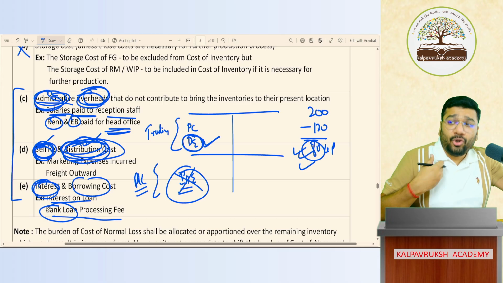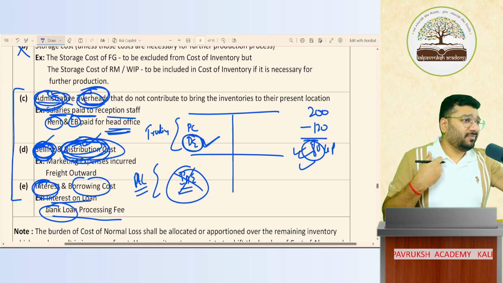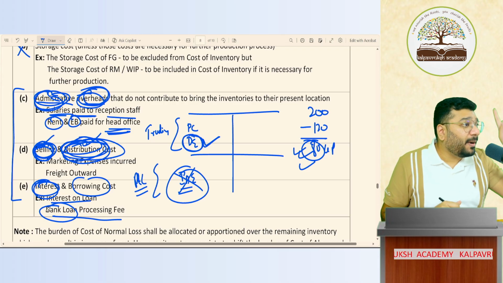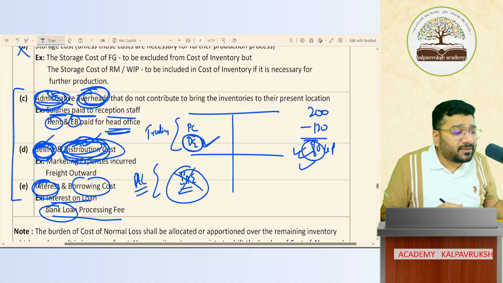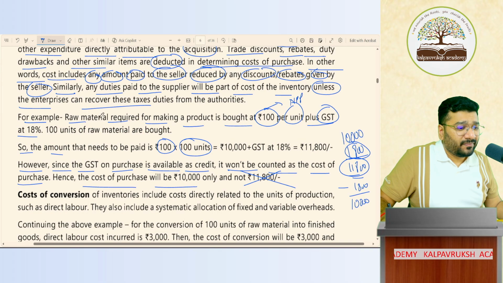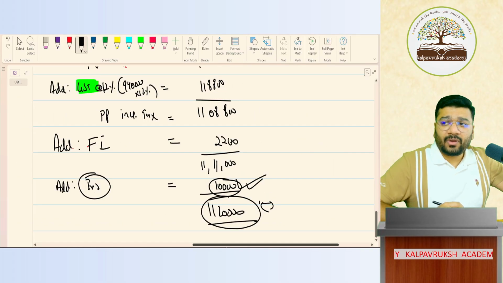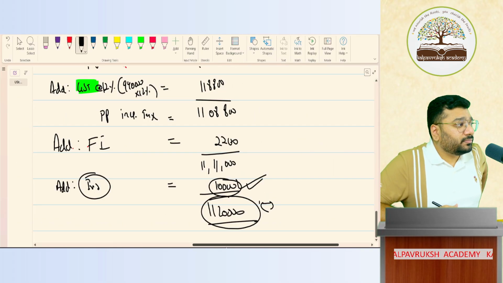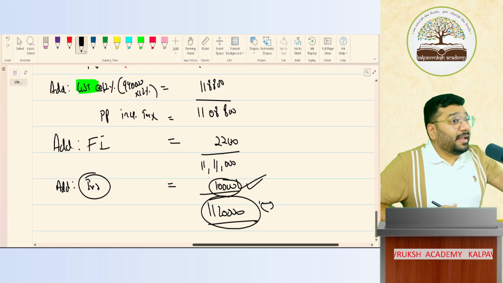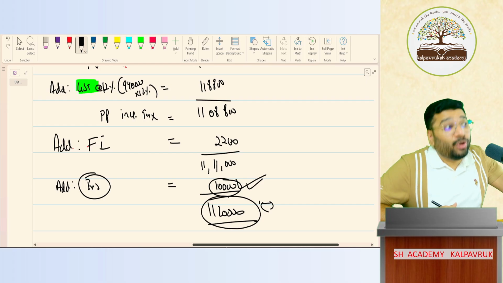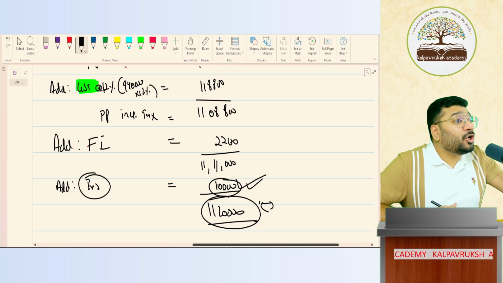Got it? Not got it? The loan I've taken is for my comfort, for my business expansion. That is not a part of my cost of inventory. Got it? Not got it? Tell me. Anna, in one case I've taken a loan and I'm paying interest. AS2 says that interest alone can be a part of your cost of inventory.